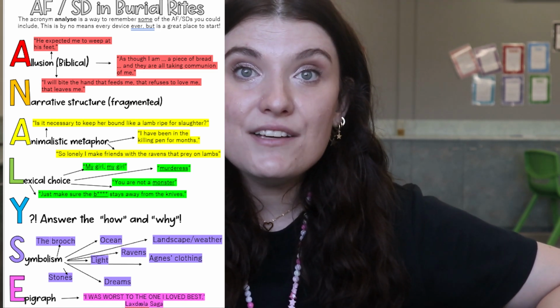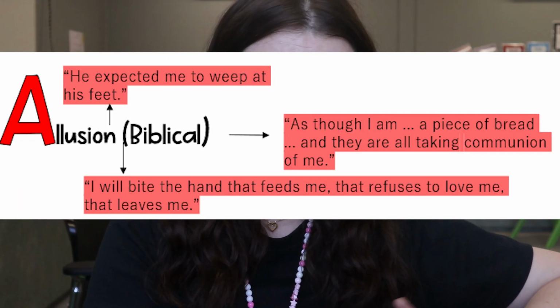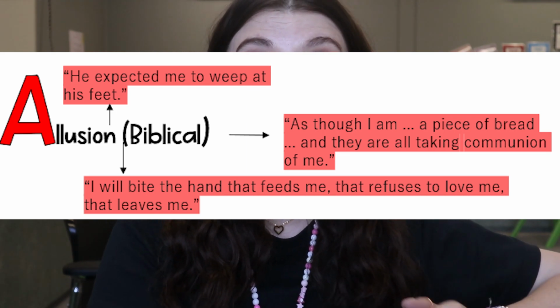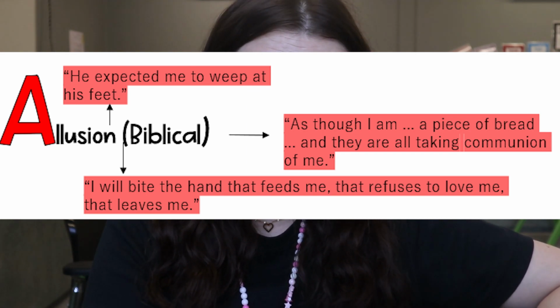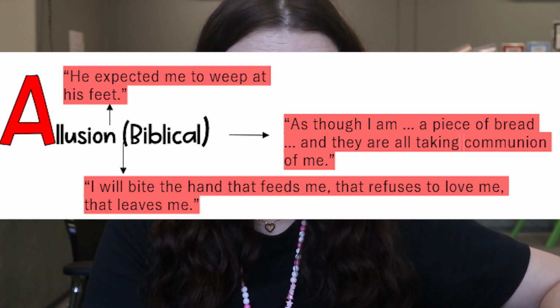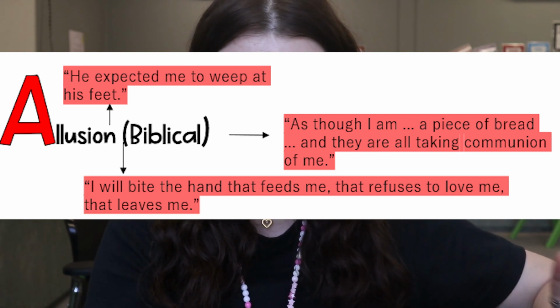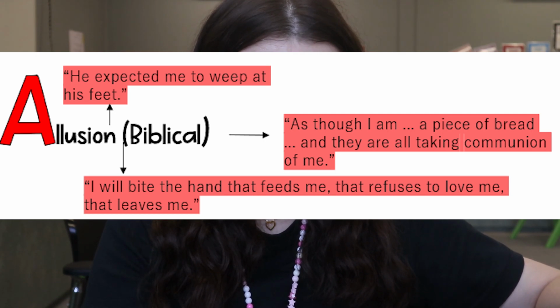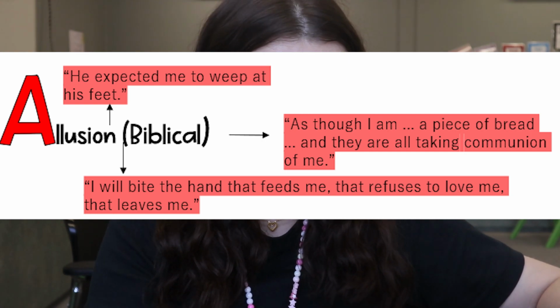So the first A, allusion, and in parentheses I've got biblical. Now my reasoning for that is there are other types of allusion, absolutely, but I know I can confidently talk about biblical allusion, and I also know all of you can as well. So some examples of biblical allusion that I've got just on this sheet, but obviously there are so many more out there. He expected me to weep at his feet, as though I am a piece of bread and they are all taking communion of me, and I will bite the hand that feeds me, that refuses to love me, that leaves me. So we know that a biblical allusion is when the Bible is alluded to.